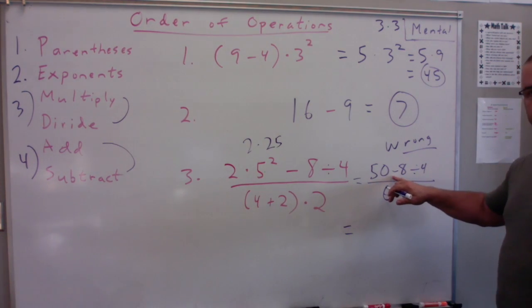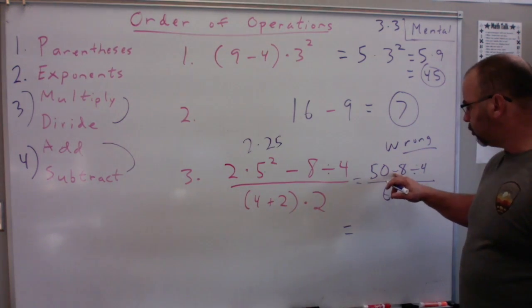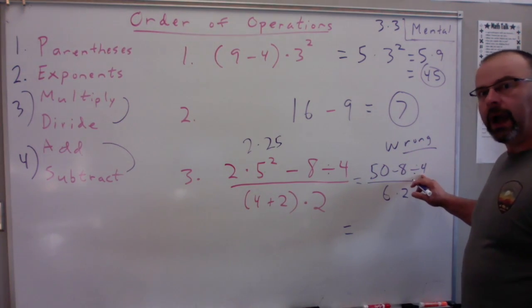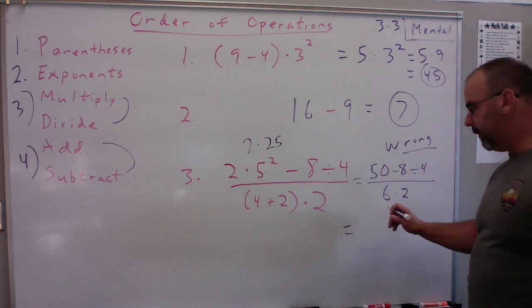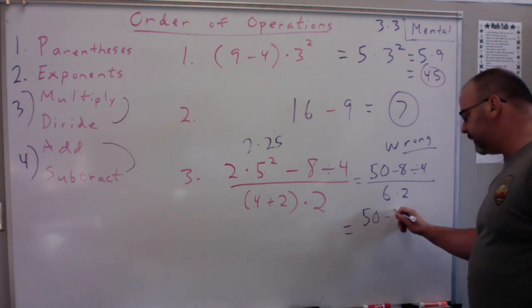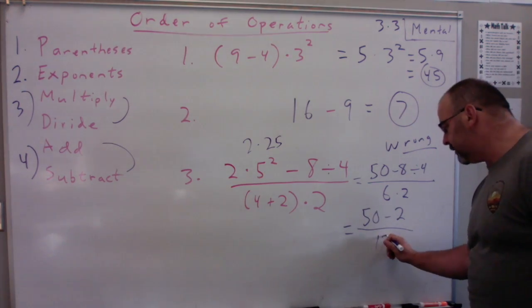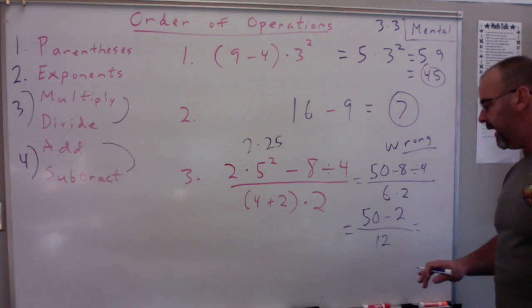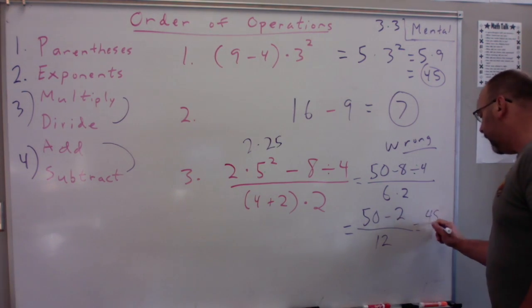50 minus 8 is 42. Uh-oh. Did I subtract before I divided? I did. So I'm going to actually divide. 8 divided by 4. 50 minus 8 divided by 4 is 2. All over 6 times 2, which is 12. Now finally I'm getting there. 50 minus 2 is 48.